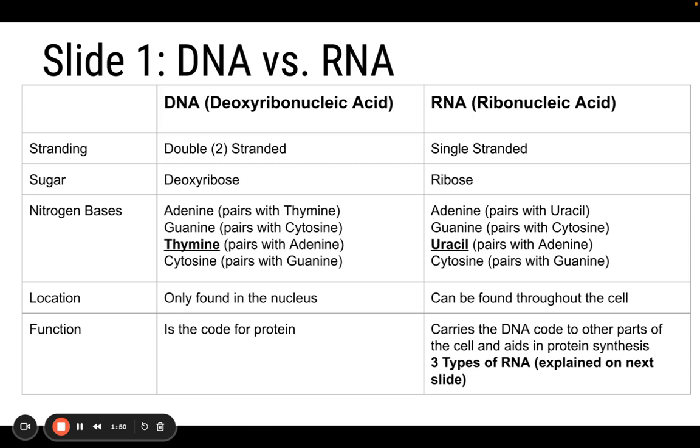RNA can be found throughout the cell. It's not limited to stay in the nucleus. However, some processes that involve RNA do occur in the nucleus, but then others will take place in the cytoplasm of the cell. The function of RNA is that it carries the code from the DNA to other parts of the cell and aids in protein synthesis. So it essentially is like the transport molecule of DNA. There are 3 different types of RNA that you should be familiar with, and we will discuss those soon.